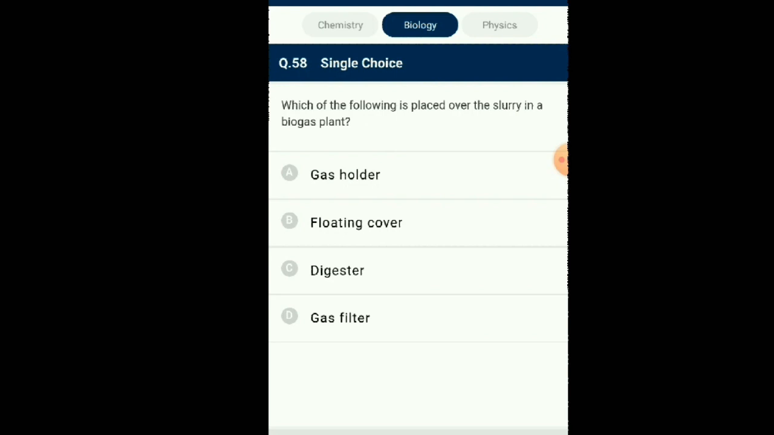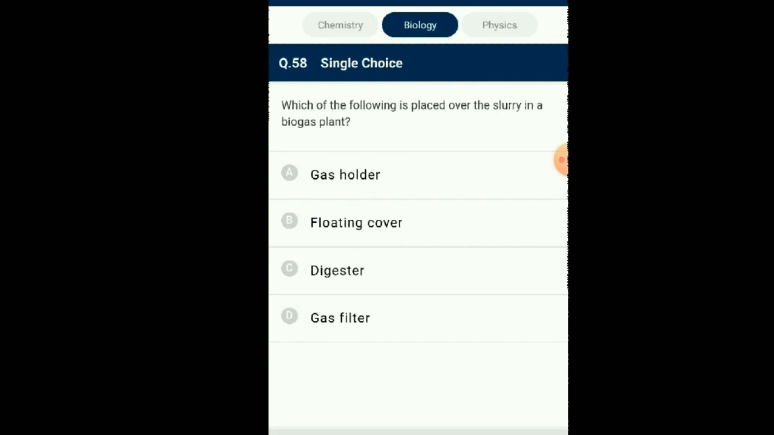Question number 58. Which of the following is placed over the slurry in a biogas plant? The biogas plant consists of a concrete tank 10 to 15 feet deep in which bio waste is collected and slurry of dung is fed.